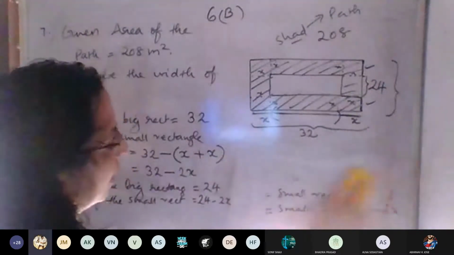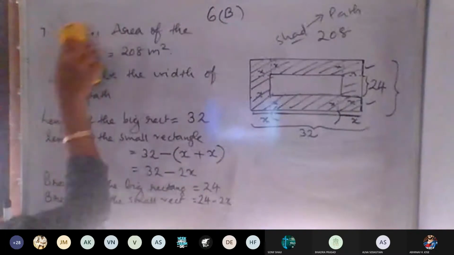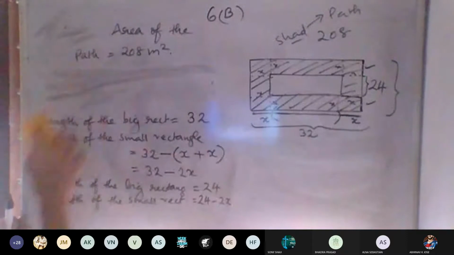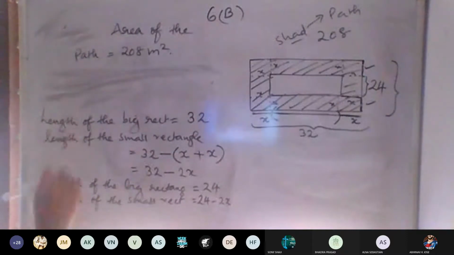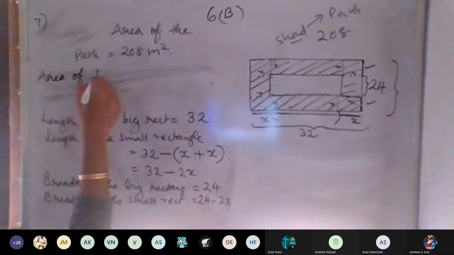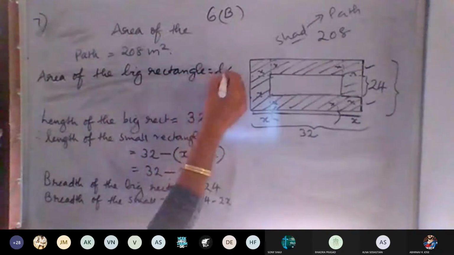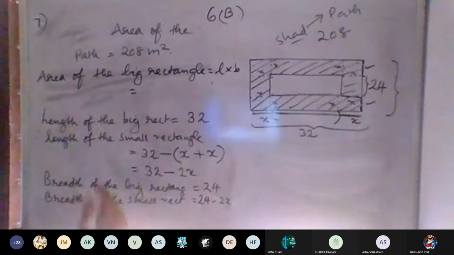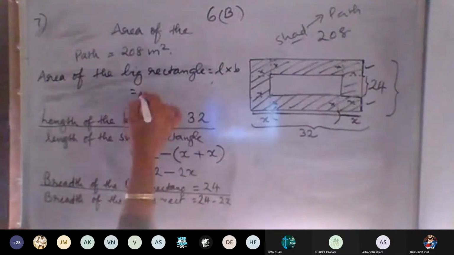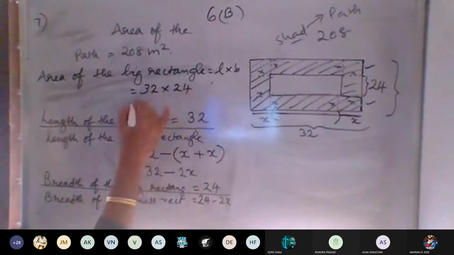Yes, ma'am. Then we have to find out the area of the big rectangle. Area of the big rectangle is equal to formula L into B, length into breadth. Length of the big rectangle into breadth of the big rectangle, which is equal to what? 32 into 24. How much?